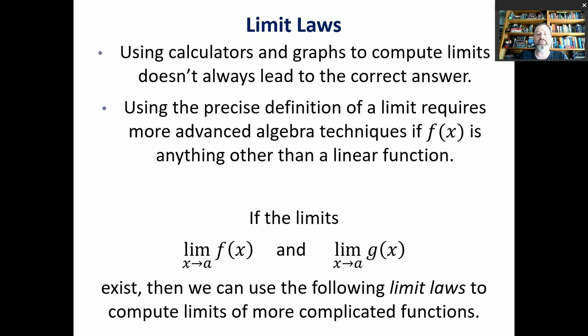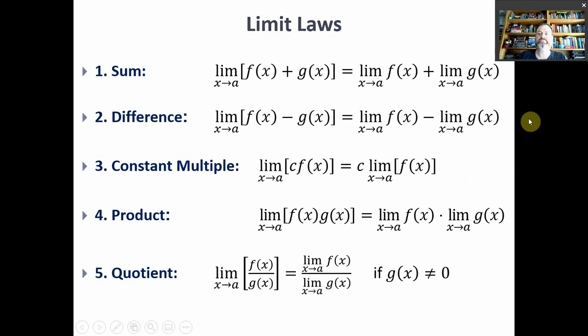And in order to use these limit laws, the limits have to exist. So if we have these two limits and they exist, we're allowed to combine the functions together to get these limit laws. So here they are. There's a whole bunch. You pretty much have to know them. The first five here are pretty easy. They follow pretty much logically from what we know about functions.